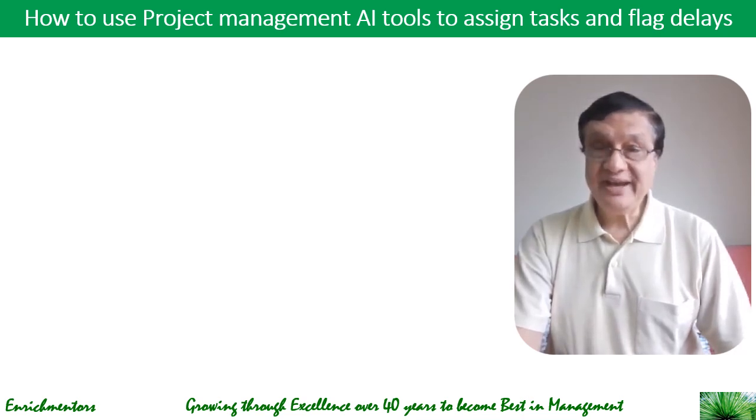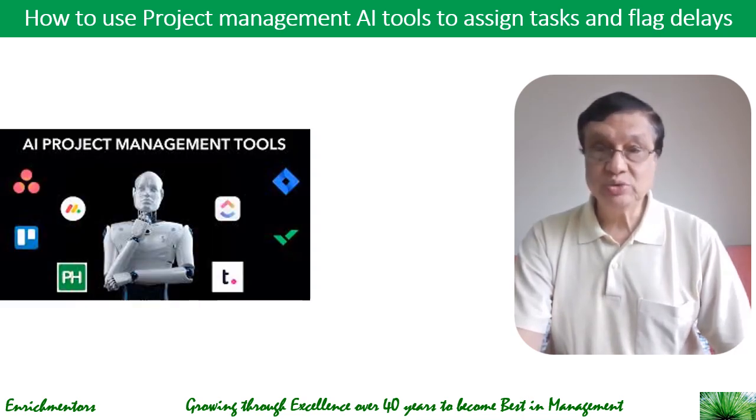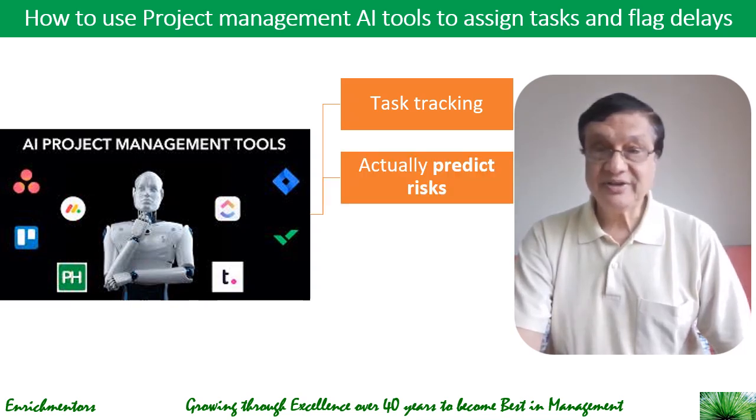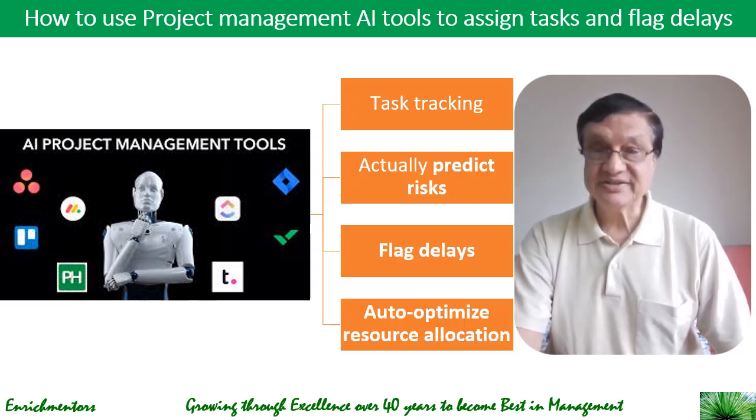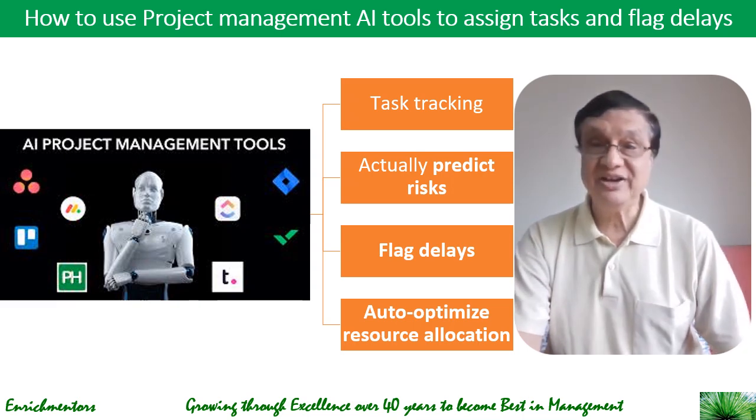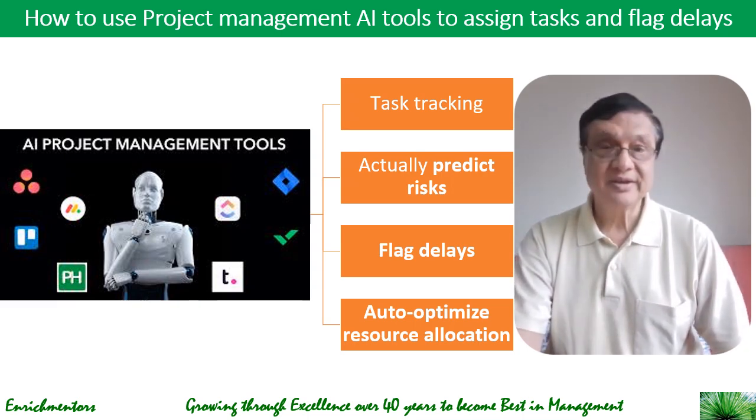That is where AI-powered project management tools shine, because they go beyond static task tracking and actually predict risks, flag delays, and auto-optimize resource allocation. Now, how does that happen? How to use project management AI tools for task assignment and flagging delays? Let us take a look at that.